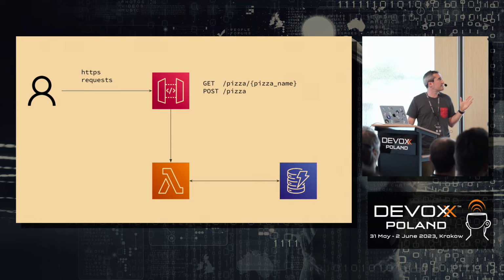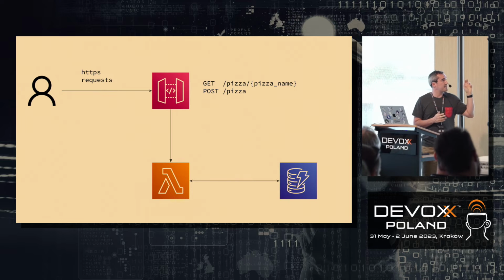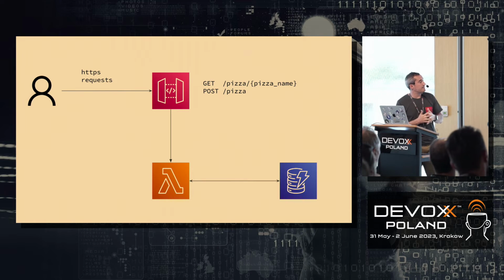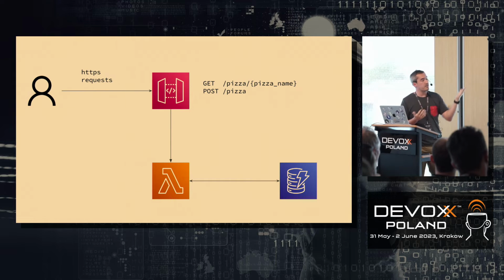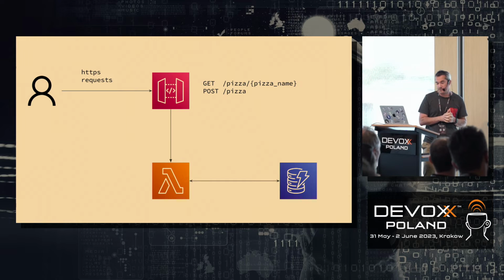So let's go back to the architecture diagram. The user is doing an HTTP request. This request will be processed by the API gateway. This API gateway will map the route and event to a Lambda function. The Lambda function will detect whether it's a GET or a POST and do some stuff in DynamoDB. So that's what we are going to build and test today.